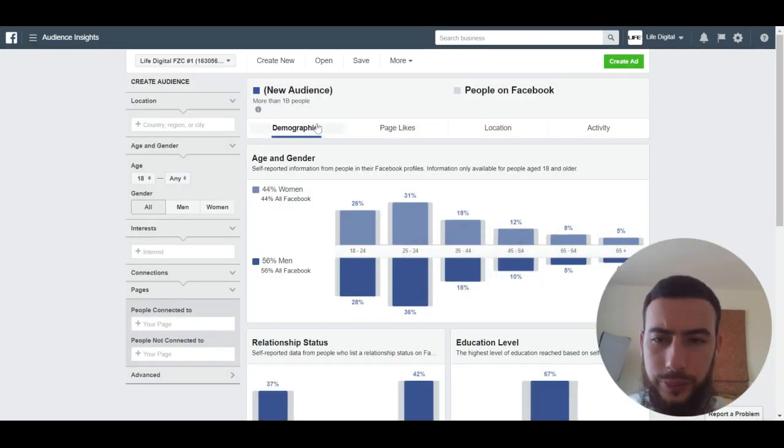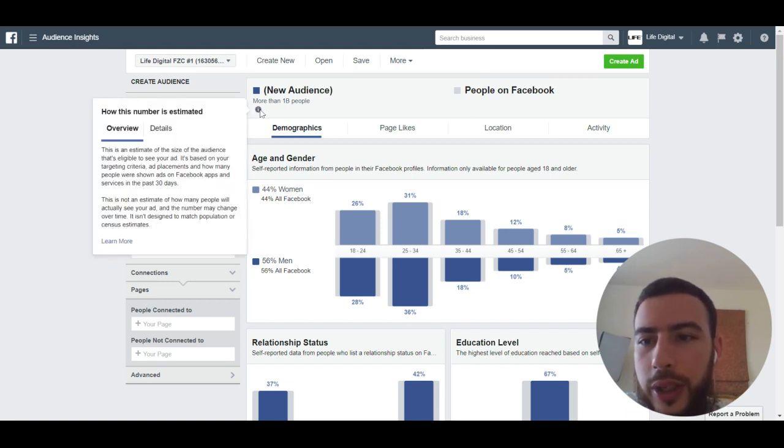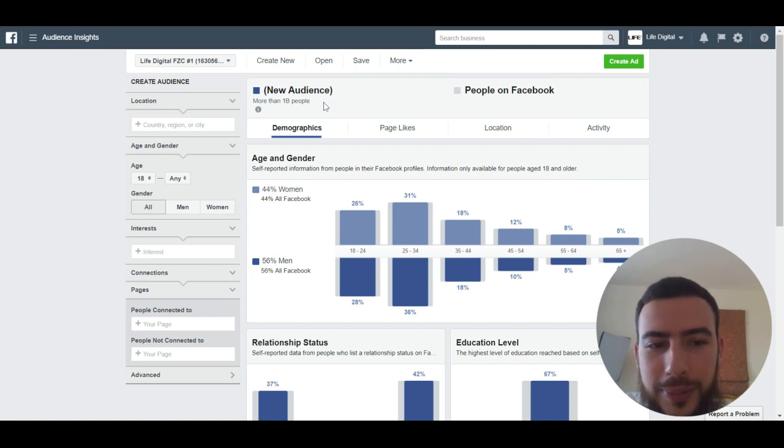Okay. So straight away, we can see here that we are now looking at the data for everyone on Facebook. So it says more than 1 billion people, and this is just talking about those who are active at least once a month. Okay, so here we go. 1 billion people on Facebook. Now, that's a great number of people to be able to target, right? Now, we can narrow it down to, of course, our audience.